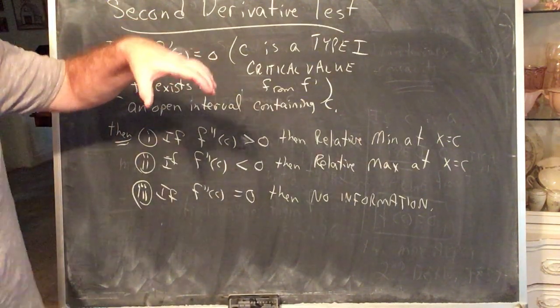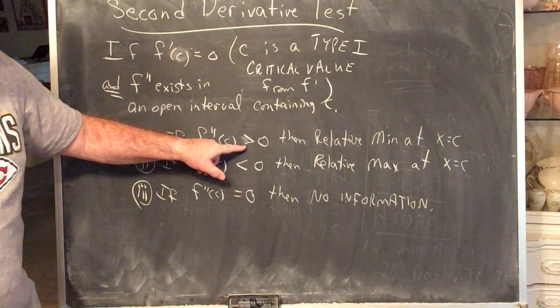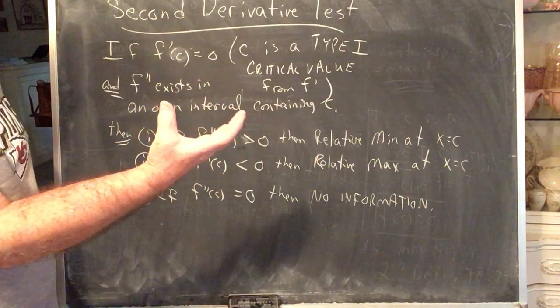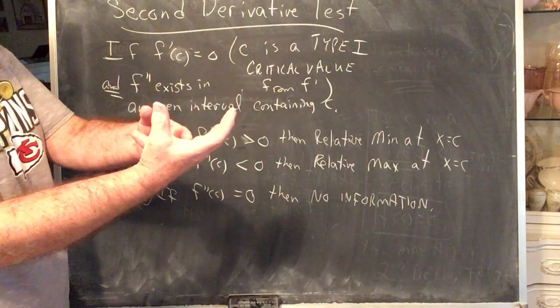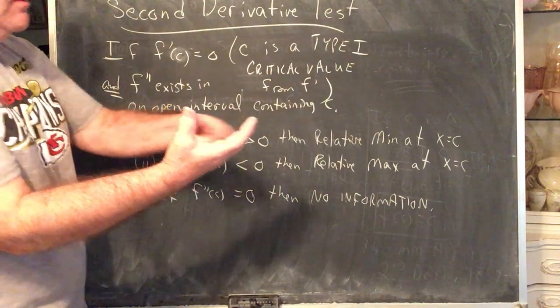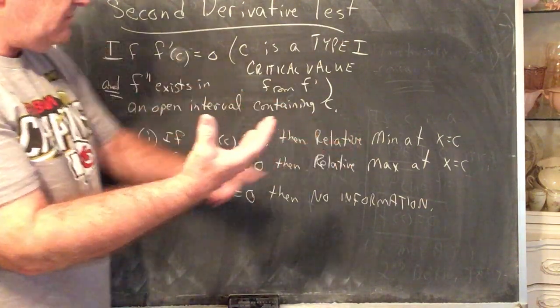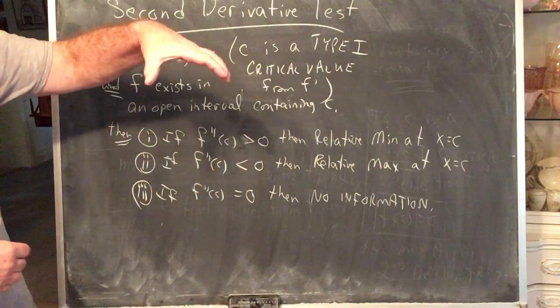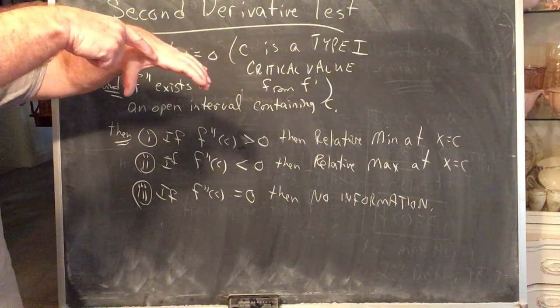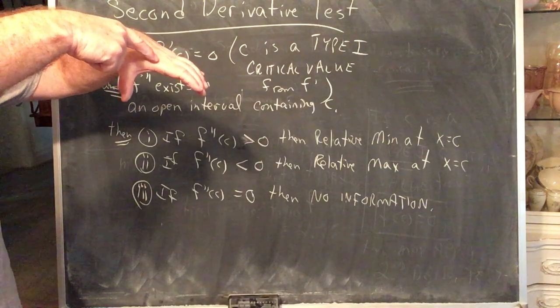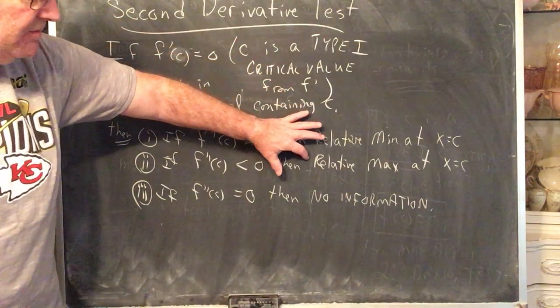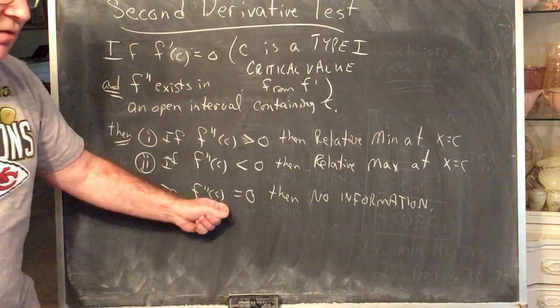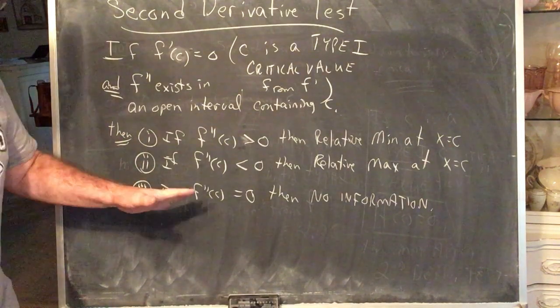It's the top point. So if it's greater than 0, that means it's concave upward, and we're talking about the bottom of the bowl, and the bottom of the bowl is the relative minimum. But if the second derivative is less than 0, that means it's concave downward, and now we're talking about the top of the umbrella. That's a relative maximum. If the second derivative is equal to 0, there is no information.